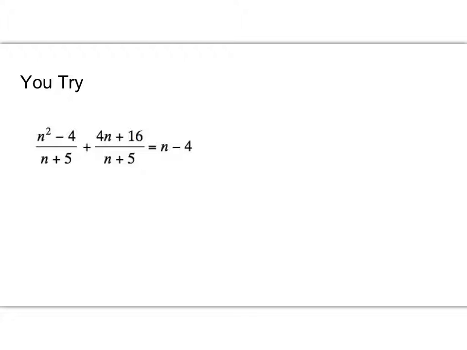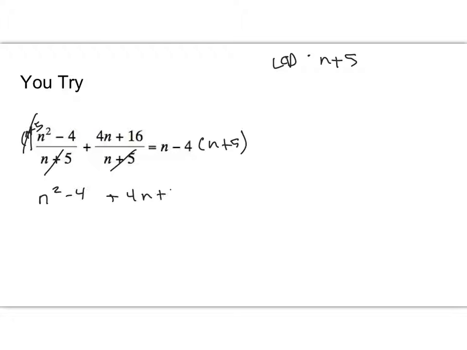Okay, our lowest common denominator here, oops, LCD, is n plus 5. So if I multiply everything by n plus 5, I get n squared minus 4, because my n plus 5 here cancels out, and it also cancels out here. It's not going to cancel out over here. So 4n plus 16 equals n minus 4 times n plus 5.